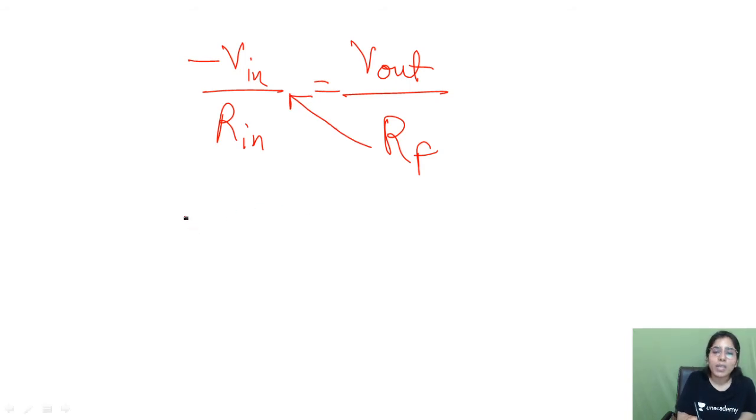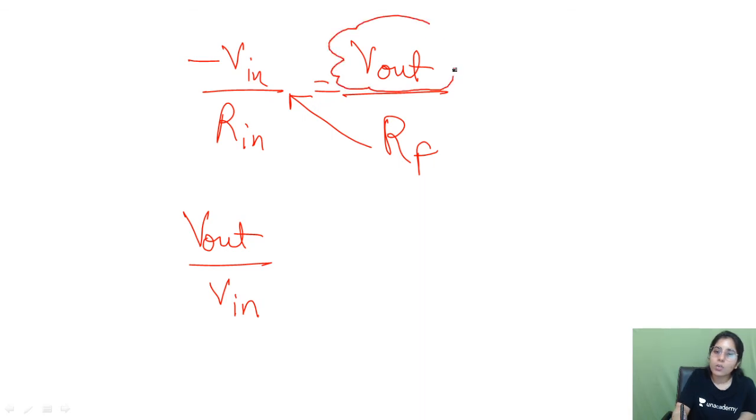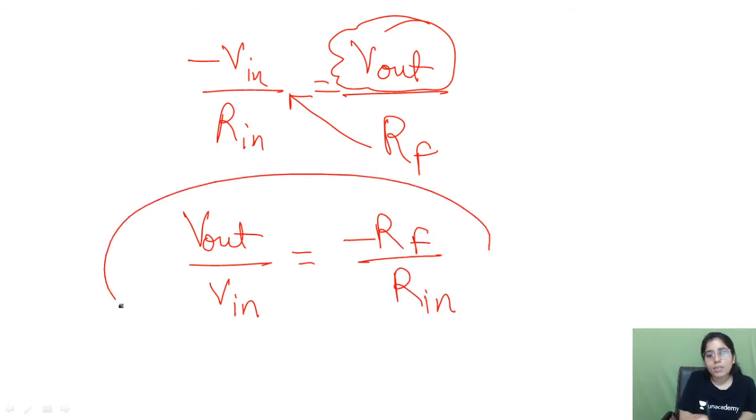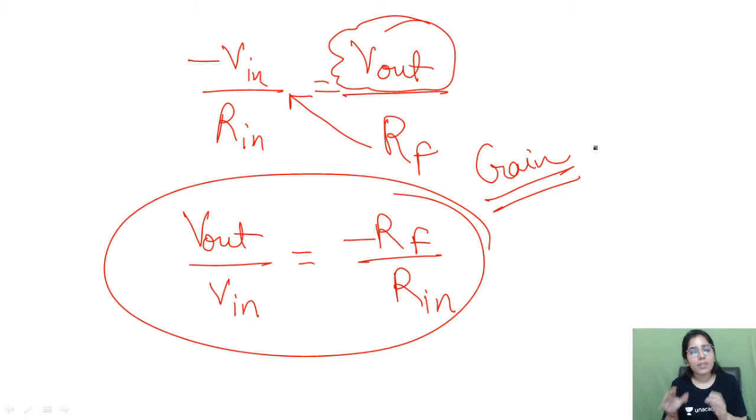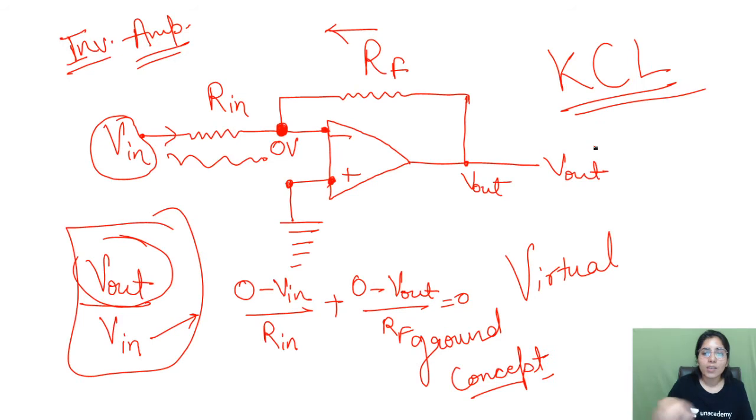Cross multiply. You will get V output upon V input. I am writing this value on the other side, just changing the side, and it's going to be minus RF upon R input. This is what? This is the gain expression for the inverting amplifier. So you will always have this gain expression, but how we are deriving it, how we are getting it. So the derivation part will also be clear to all of you now, and in the same way, even if they make some modifications or changes in the circuit, you will be able to simplify it and get the result.